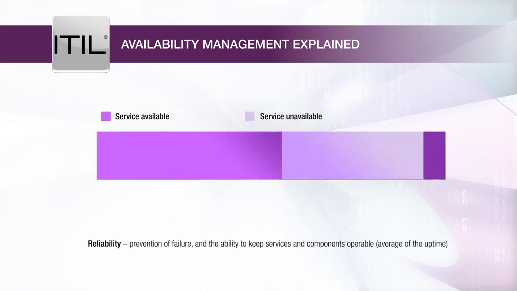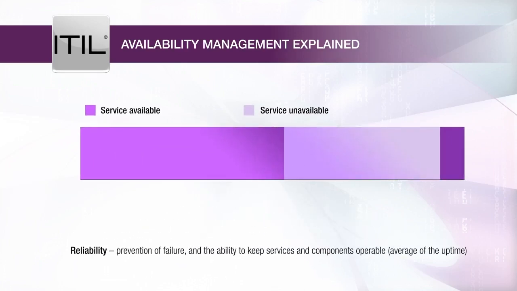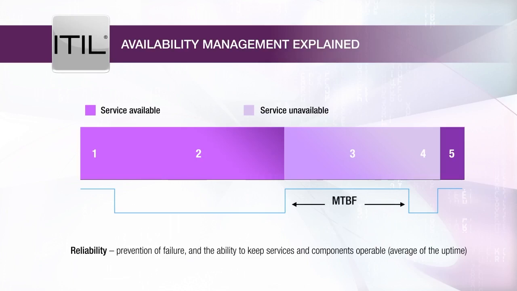To help explain the targets for reliability and maintainability, let us look at the following example. A service is currently available within agreed service targets. An interruption occurs which brings a service down. The service is restored and stays up for a number of hours. A further interruption brings it down again for a short spell. So there we have the life of an IT service. The reliability of the service is a measure of how long a service, component, or configuration item can perform its agreed function without interruption. It is often measured and reported as the mean time between failures, or MTBF.